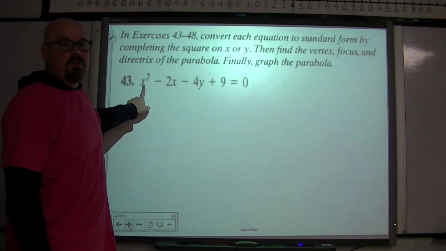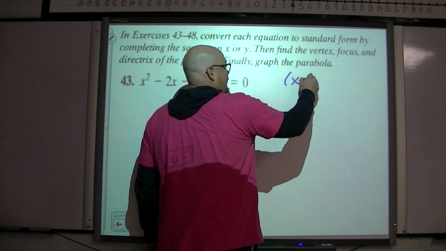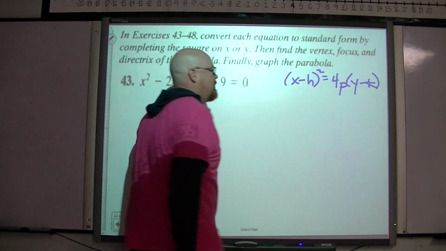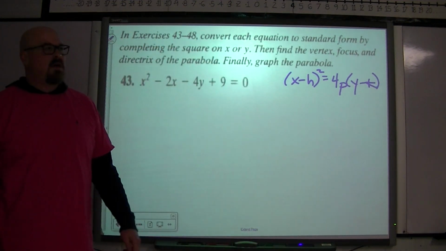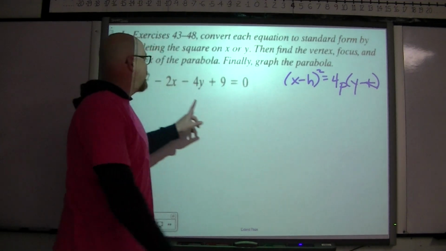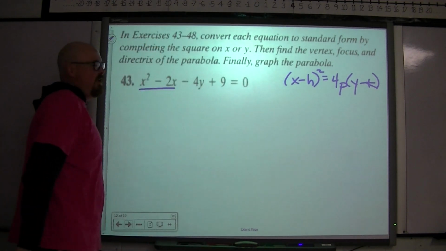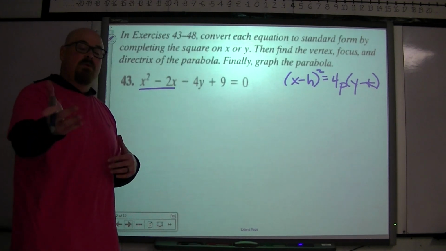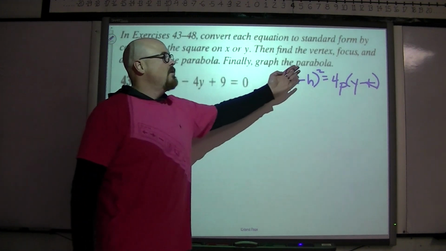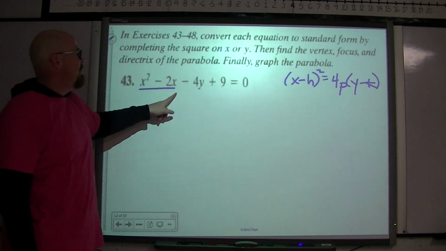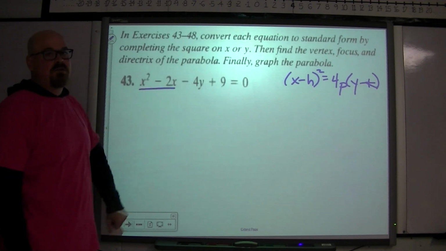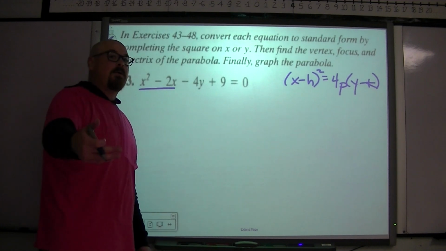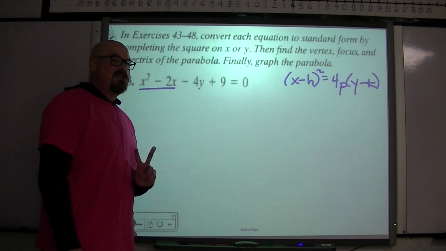X is squared. So if x is squared, I'm aiming for this format for my parabola. In order to get this squared binomial of x, do I have any other x terms? Darn it, I do. So I'm going to have to complete the square here. And again, I said this in the previous video, I'm saying it again. We only have to complete the square if there's another x term with the x squared term. Okay? And before you start thinking, oh, woe is me, when we get to ellipses and hyperbolas, we're going to have to complete the square.